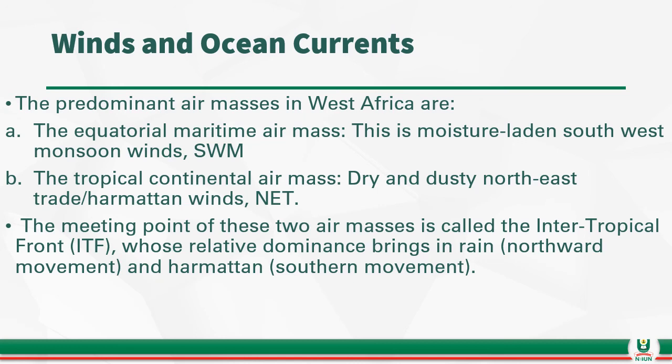The meeting point of these two air masses, the point at which both of them meet, is what is called the intertropical front. These winds bring in rain, and they also bring in the harmattan. So that is why winds are important, because they are the ones that translate to rainfall and also the harmattan.